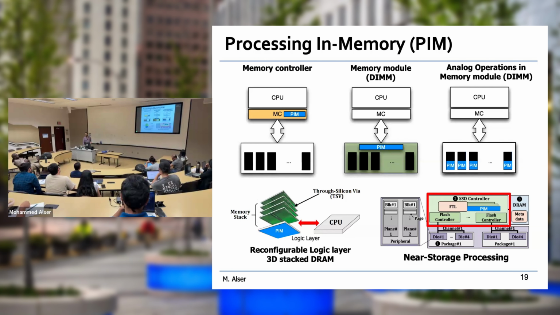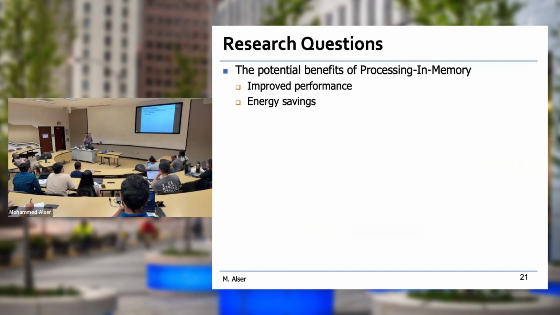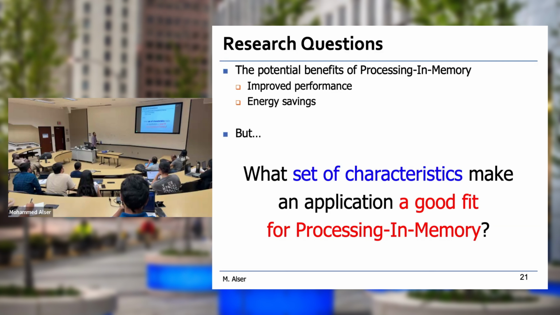But now, since we already see different forms of memory, which one is the best? I have a certain application. Where do I run it? Should I purchase this architecture or this or that? So how can we decide on those? The valid question is, what characteristics make an application a good fit for processing in memory? What is your guess?